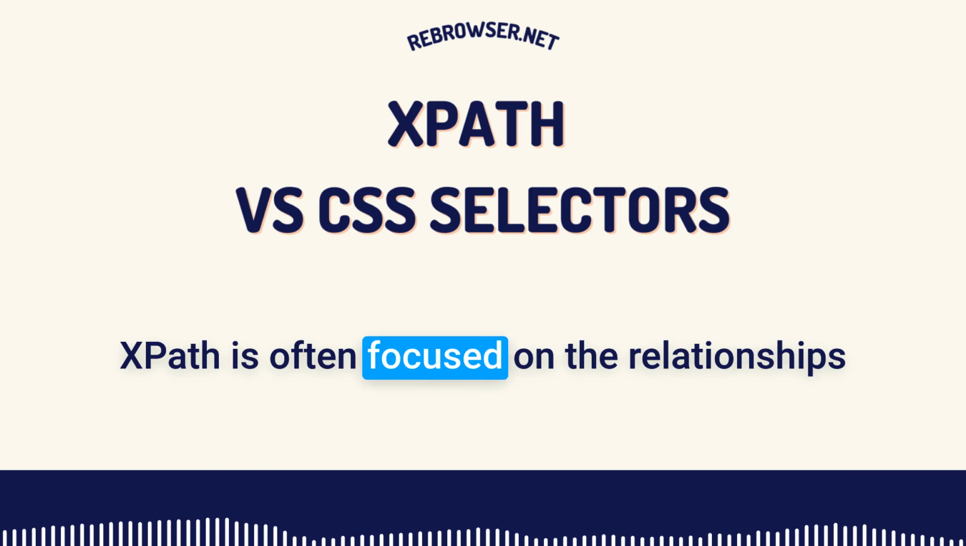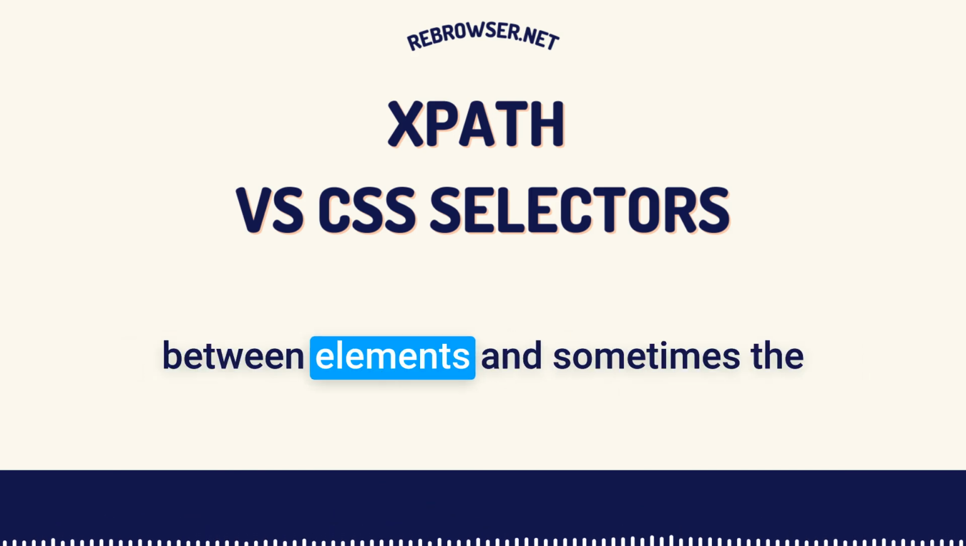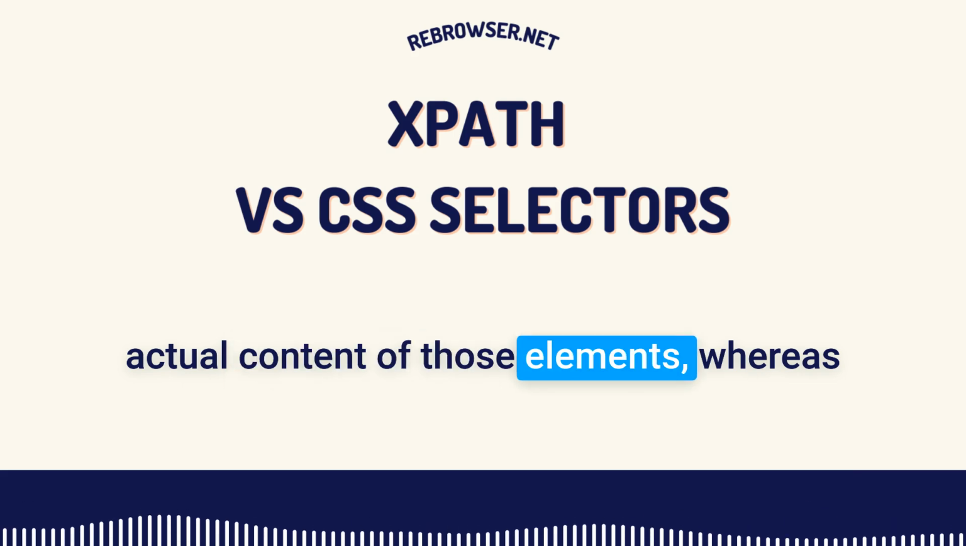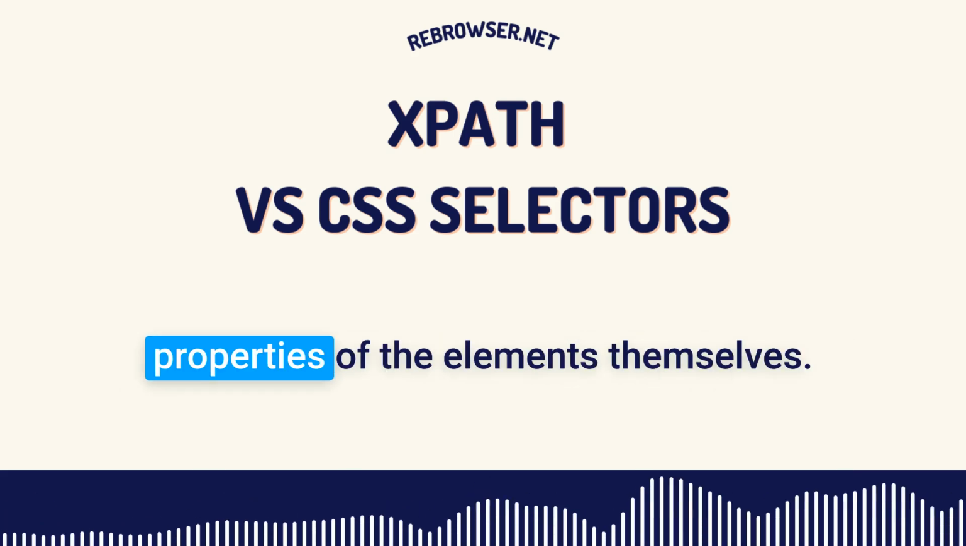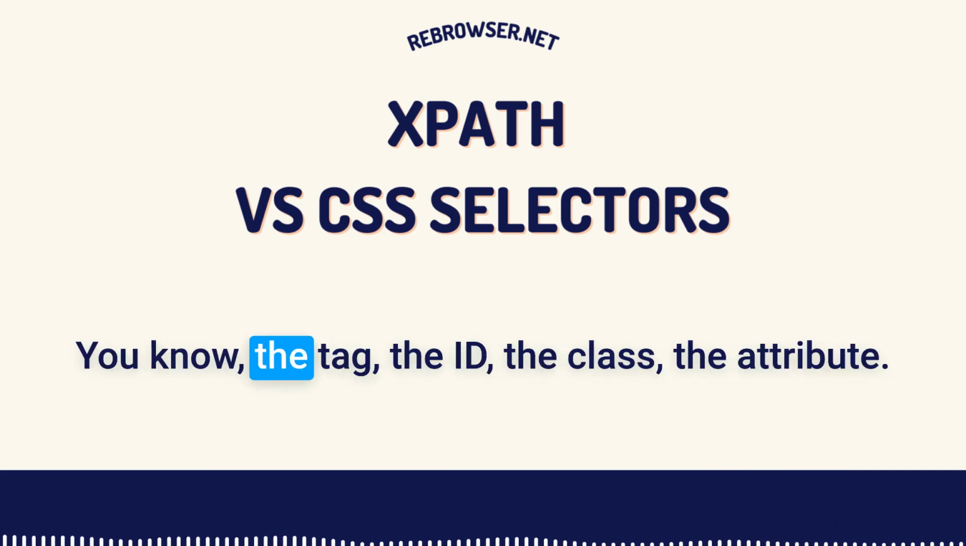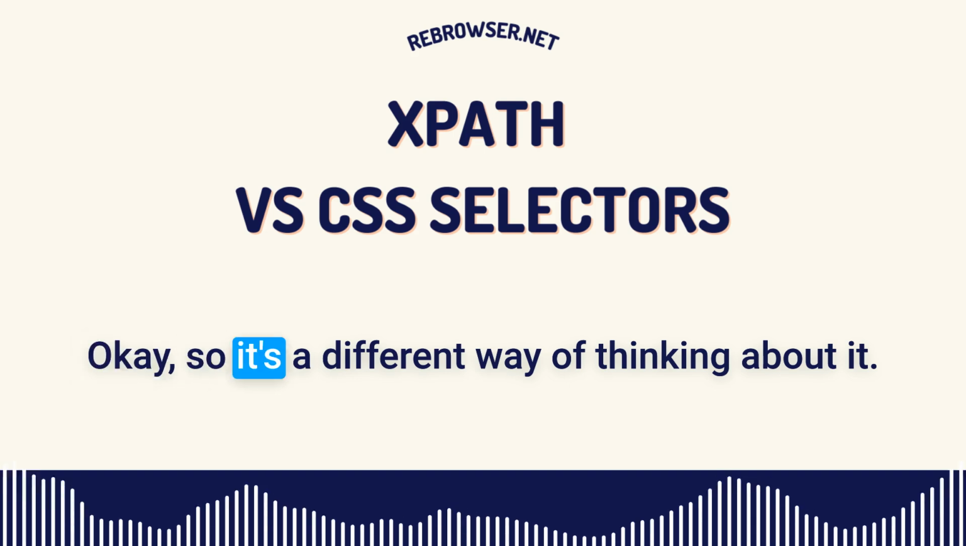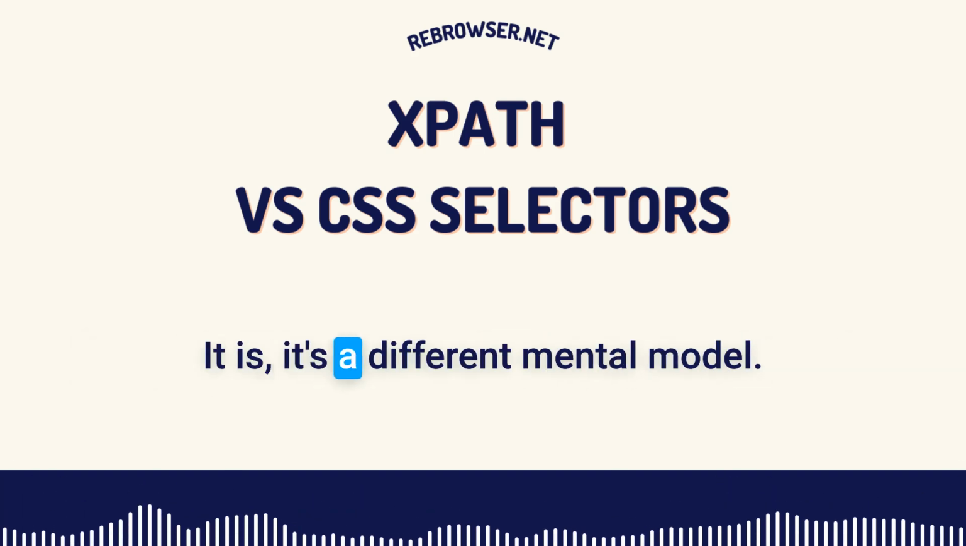XPath is often focused on the relationships between elements and sometimes the actual content of those elements, whereas CSS is often more focused on the inherent properties of the elements themselves. The tag, the ID, the class, the attribute. Okay, so it's a different way of thinking about it. It's a different mental model.